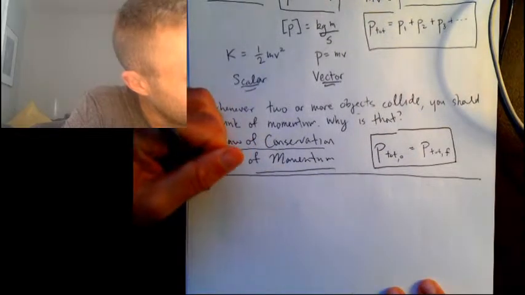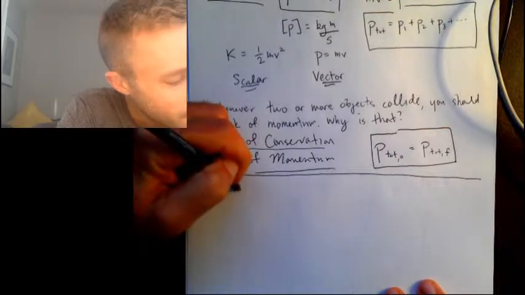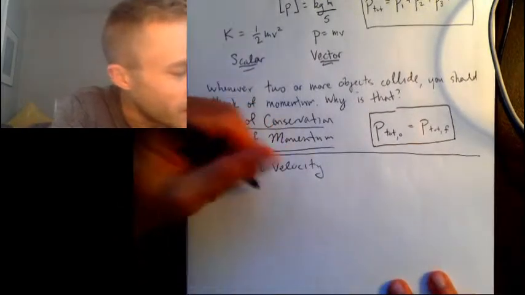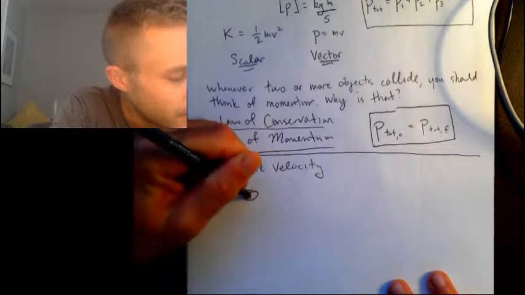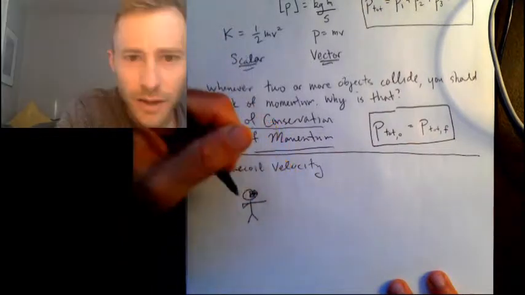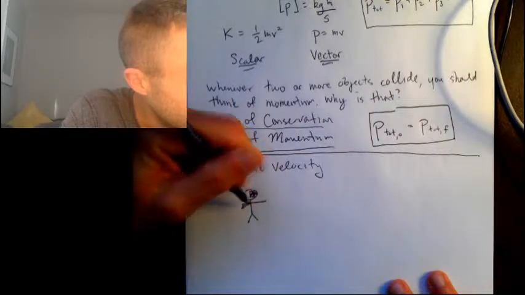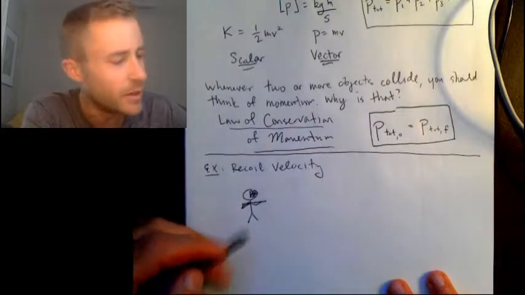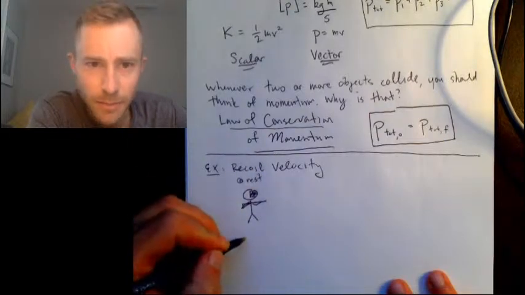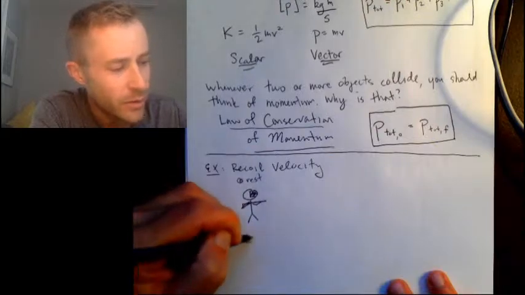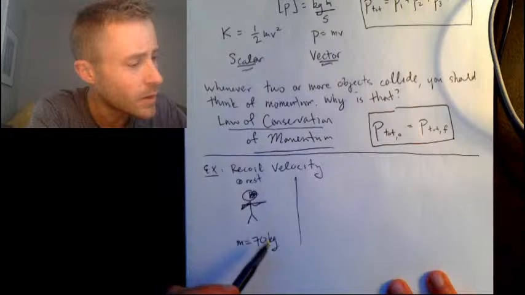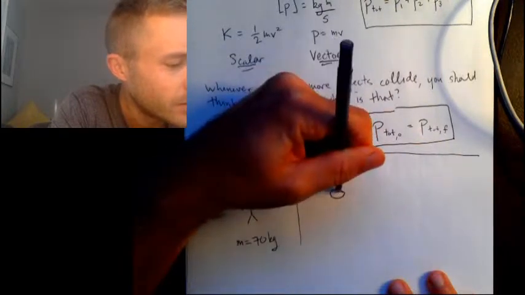Okay? So this first example, I like to call it a recoil velocity problem. Okay? And so what we have is an astronaut. Okay? And the astronaut is floating in outer space. And the astronaut has a rifle. Okay? And initially, the astronaut and the rifle are at rest. And they have a mass altogether of 70 kilograms. Okay? Then, the astronaut fires the rifle.